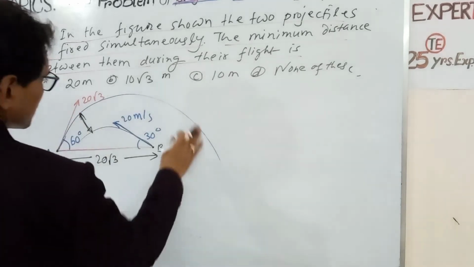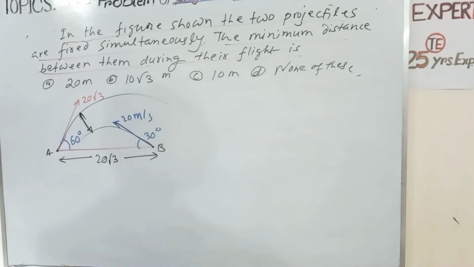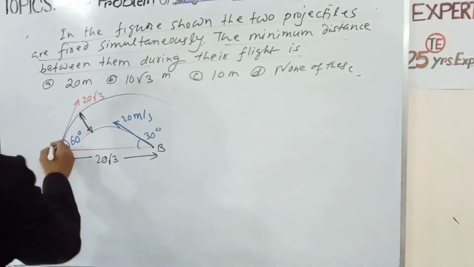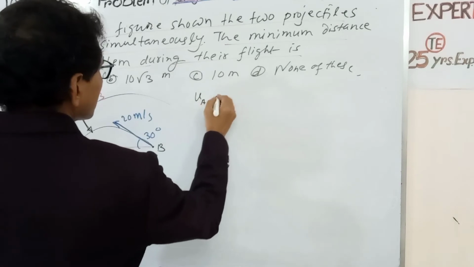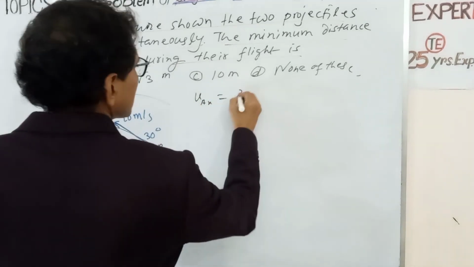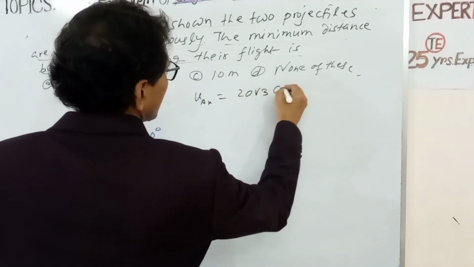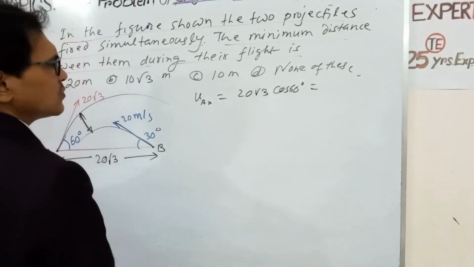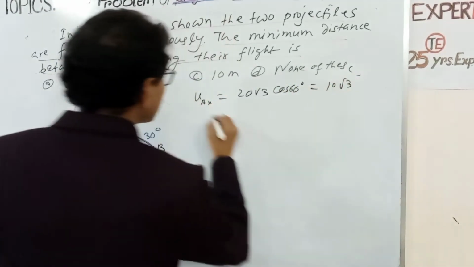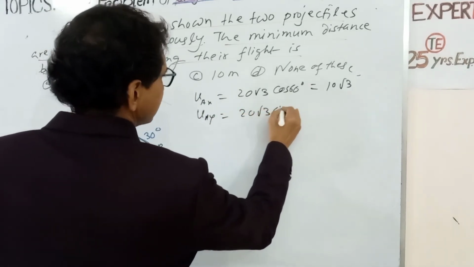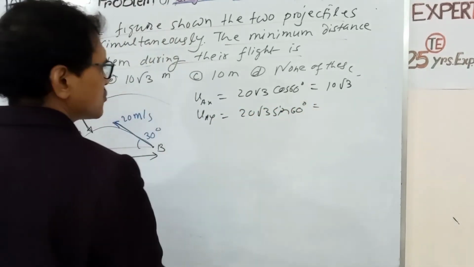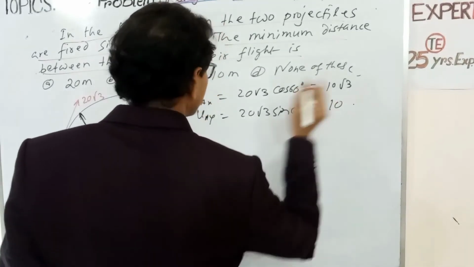So here we have to consider the relative velocity of the projectiles. First we take, suppose this is A and this is B. Suppose uax will be 20 cos 60 degrees, which is equal to 10 root 3, and uay equal to 20 sin 60 degrees, which is 10.